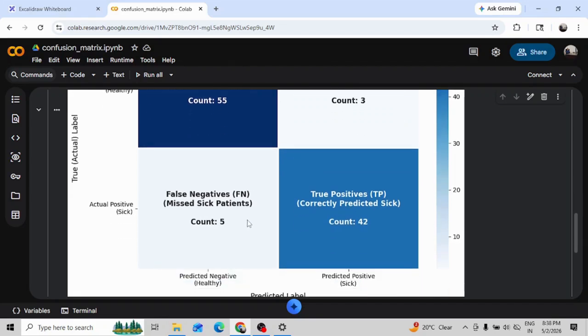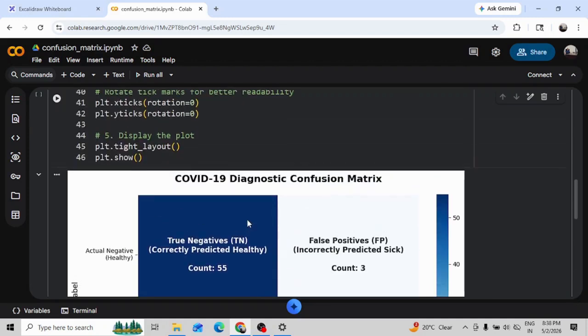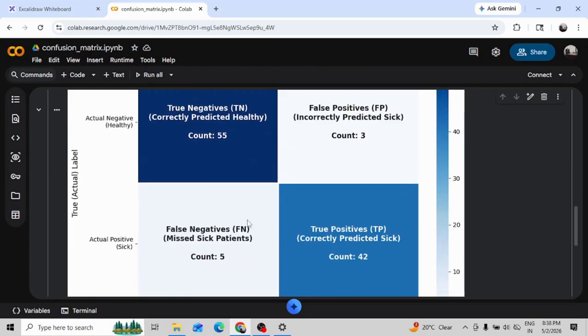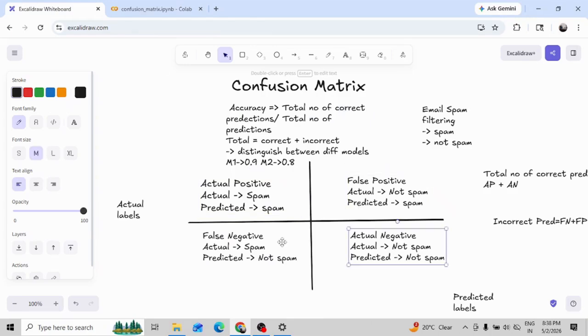I've just given you one example of a COVID application, but there may be countless examples where the confusion matrix is essential, and we cannot determine through accuracy alone that a model is good or bad. Through the combination of confusion matrix and accuracy, we can truly understand where our model is going wrong.